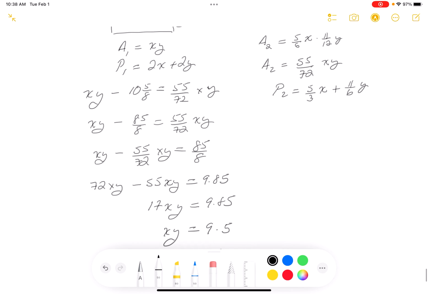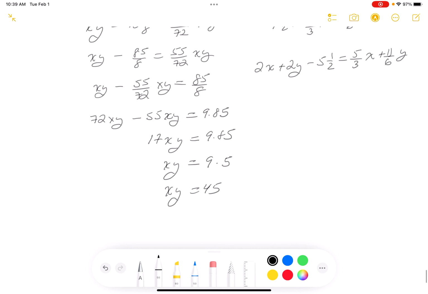So again, it says the perimeters are diminished, right? So what do you get over here? 2x plus 2y. And it's been diminished by what? By 5.5 feet. Again, it's a mixed number. What do you get over here? 5/3 x plus 11/6 y. Well, I got to clean it up a little bit, and I'll write this down for you.